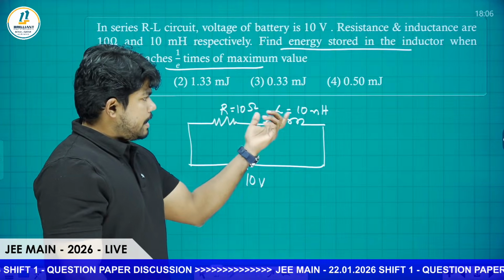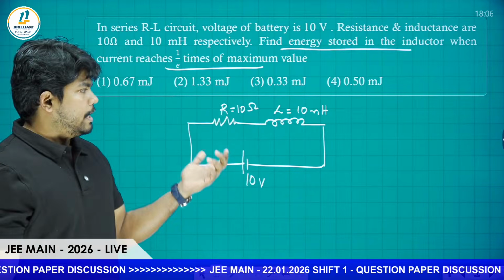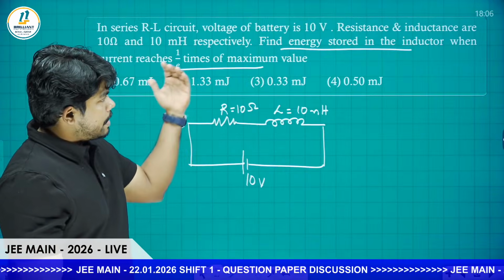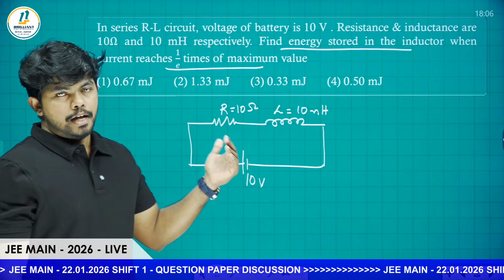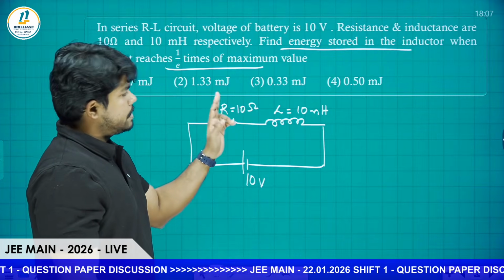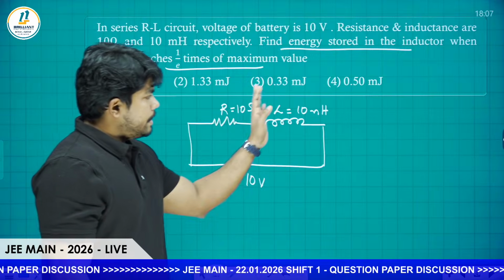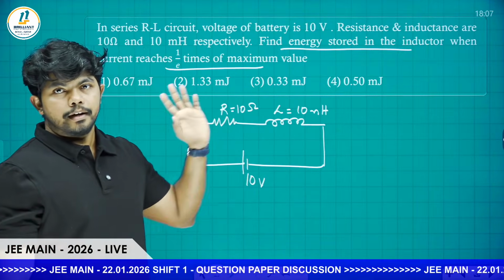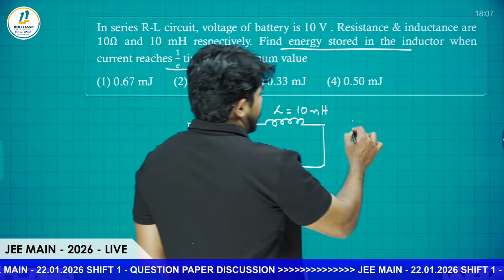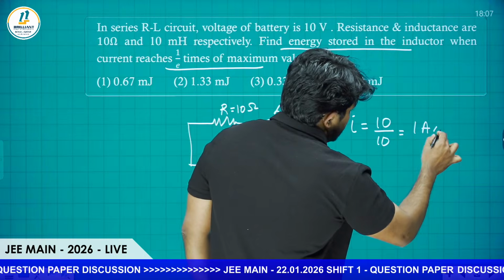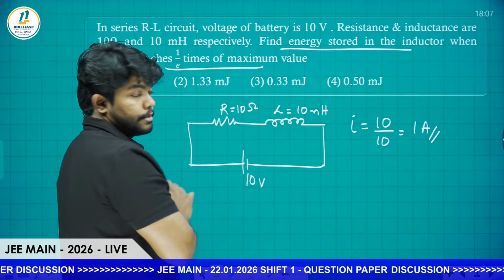Obviously, when we are dealing with an inductor, some of the students may be thinking about the growth of current here, but here they are asking about the maximum current. So the maximum current will be the current when we are dealing with the resistance only, because the inductor will be acting under a steady state, as a normal conducting wire. So what will be the current here? Current will be nothing but 10 by 10, which is 1 ampere, 10 volt by 10 ohm resistance.